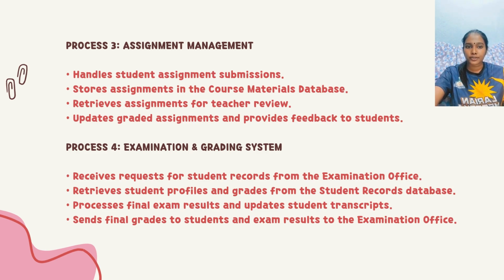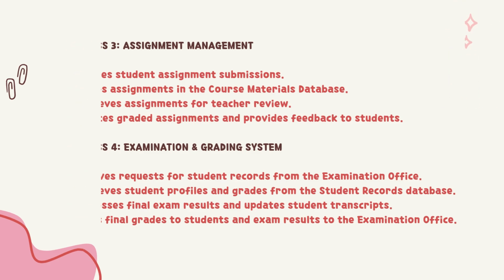The last process is the examination and grading system. First, receive request for student record from the examination office. Second, retrieve student profile and grade from the student record database. Third, process final exam result and update student transcript. The last, send final grade to student and exam result to the examination office.